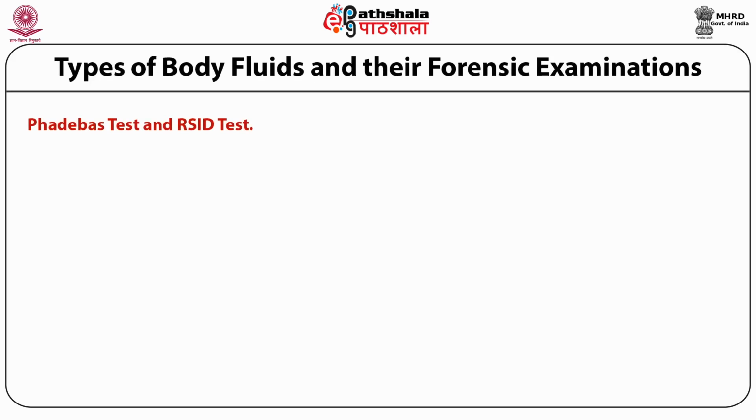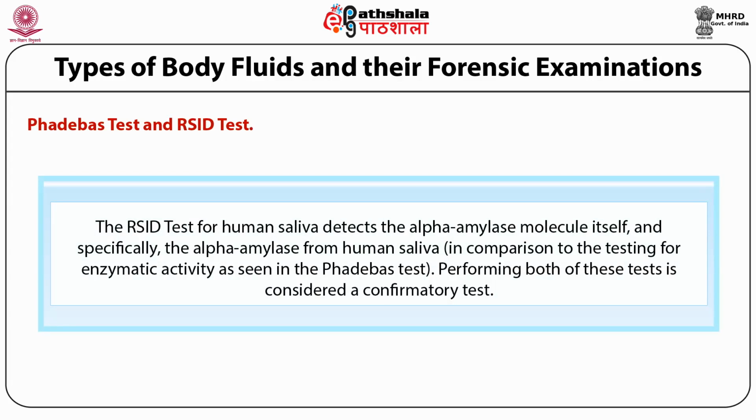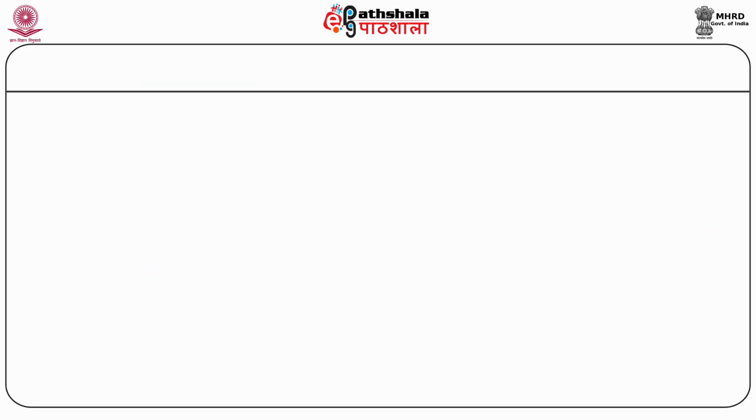Second is the Fedbas test and RSID test for human saliva. The RSID test for human saliva detects the alpha amylase molecule itself, and specifically the alpha amylase from human saliva, in comparison to the testing of enzymatic activity as seen in the Fedbas test. Performing both of these tests is considered a conformity test.